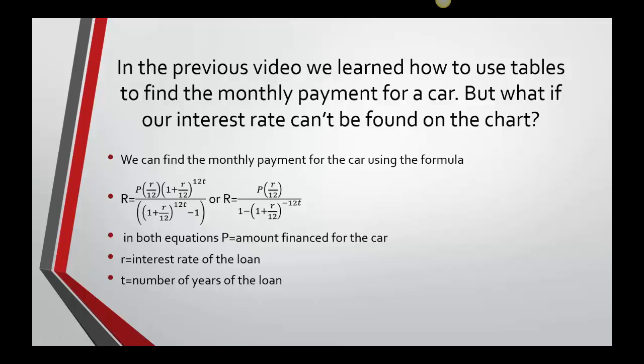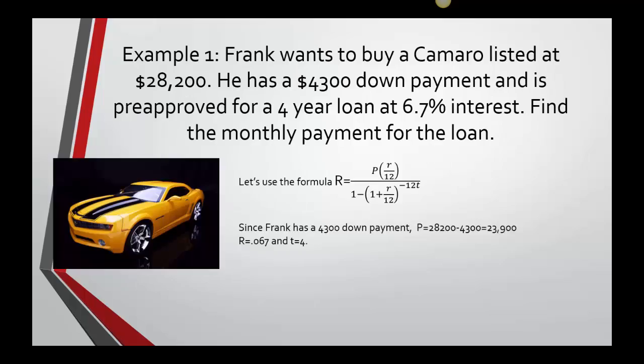All right, so let's take an example so we can figure out what's really going on here. All right, so here's our first example. Say Frank wants to buy a Camaro listed at $28,200, and he has a $4,300 down payment. He is pre-approved for a 4-year loan at 6.7%, and we want to find the monthly payment for the loan.